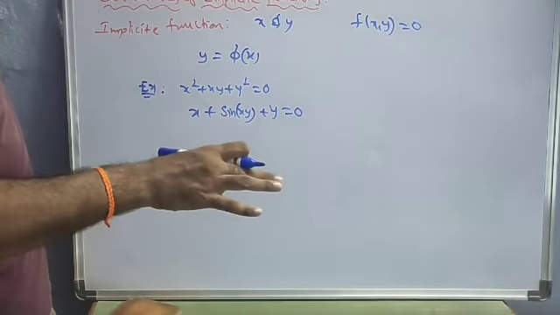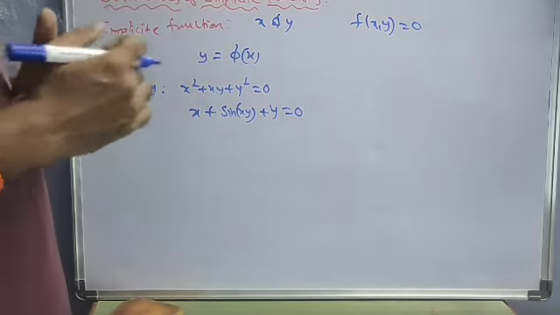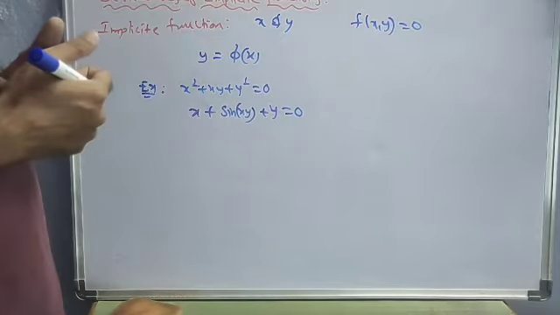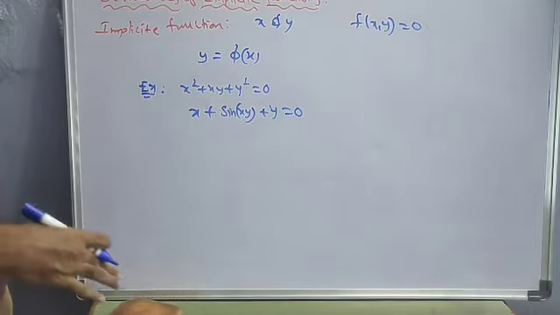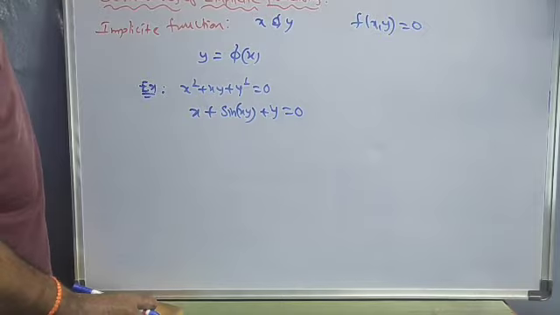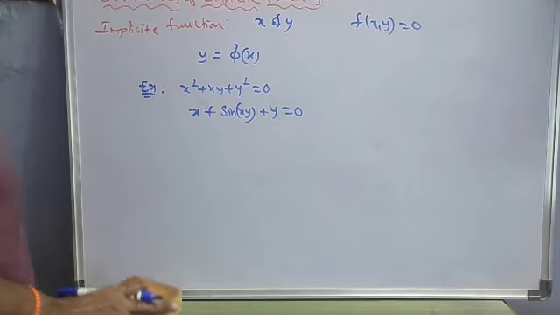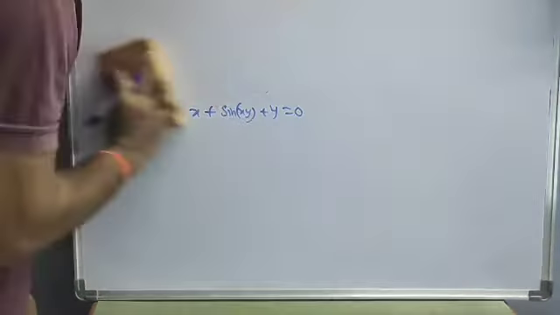The main thing is that your relation has two variables, x and y, but you can't express that relation in terms of y equal to some phi of x. That type of function is called an implicit function. Today we discuss the derivatives of implicit functions. Now I am taking some problems.